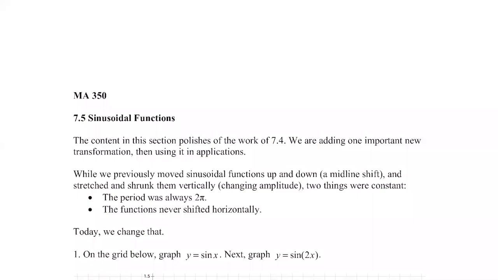7.5, Sinusoidal Functions. The content in this section polishes off the work of 7.4. We are adding one important new transformation, then using it in applications. While we previously moved sinusoidal functions up and down, a midline shift, and stretched and shrunk them vertically, changing amplitude, two things were constant. The period was always 2 pi. The functions never shifted horizontally. Today, we changed that.